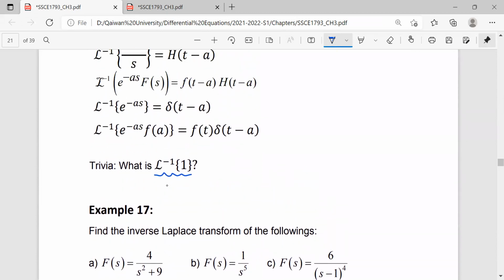So this trivial example equals the Dirac delta function of t. That's the Dirac delta function of t. And then we have some more examples.